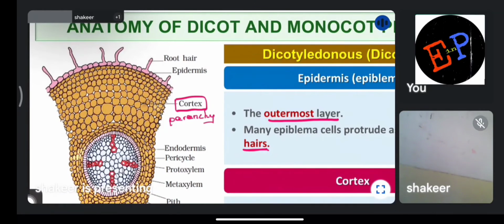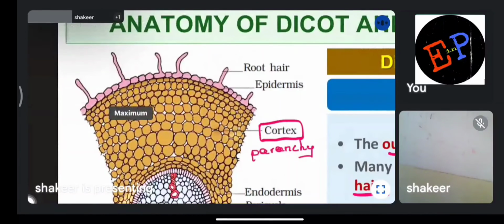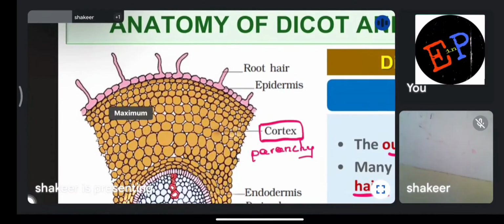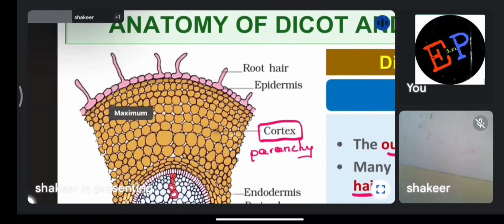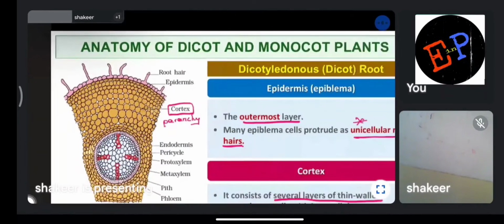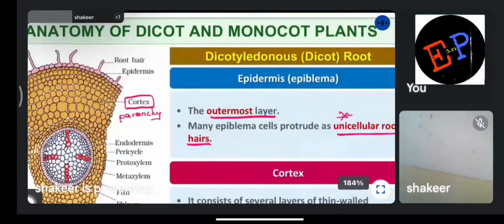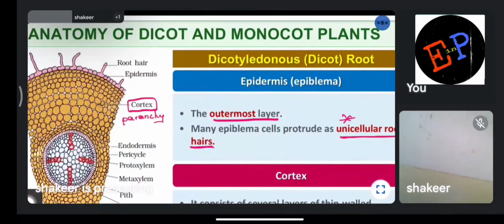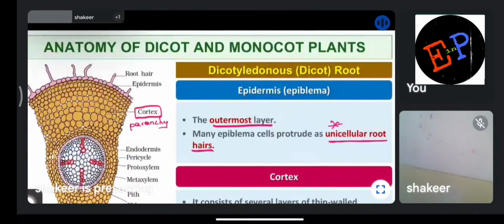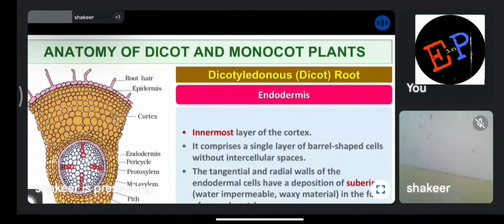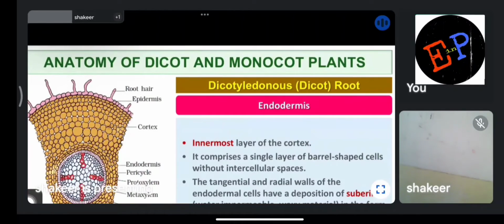So in the figure also you can see some gaps. You are able to see, no, ma? Gaps are present between the cells. Are you able to understand, ma? So that is the nature of cortex. Therefore, several layers of thin walled cells. Walls of these cortex cells are thin, and they are made up of parenchymatous cells, and intercellular spaces are also present. Clear, no, ma? So then we are studying about dicotyledonous roots.